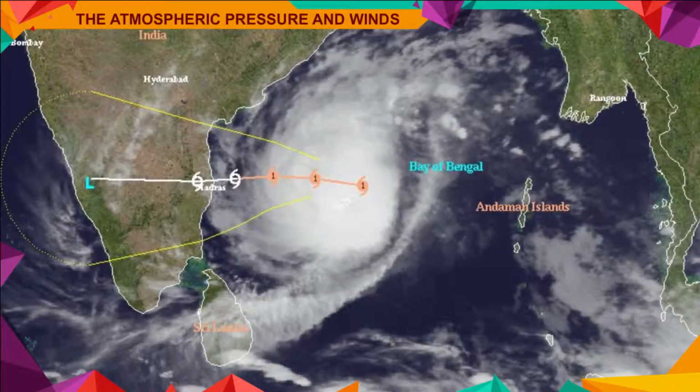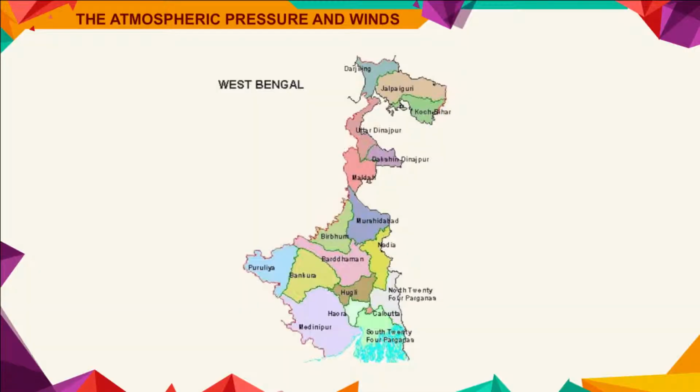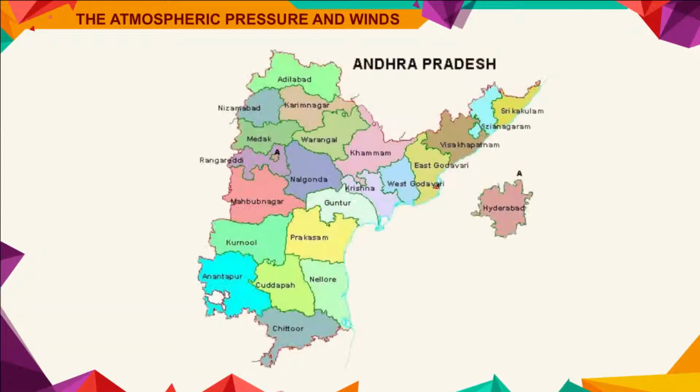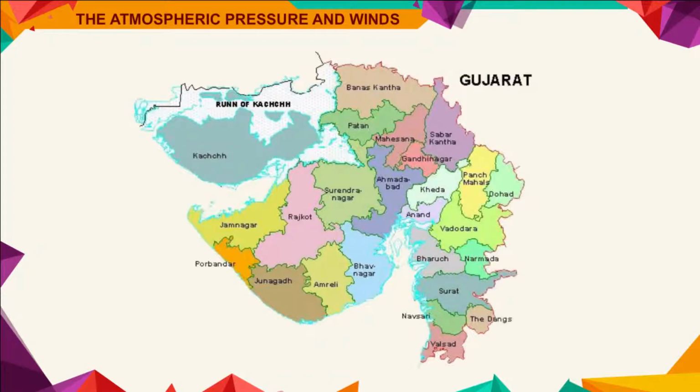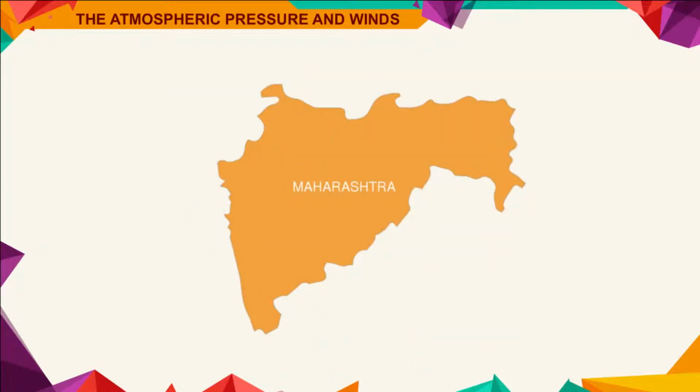Indian subcontinent is often hit by cyclones. The cyclones hit the Arabian Sea coast as well as the Bay of Bengal. The states of West Bengal, Odisha, Andhra Pradesh, and Tamil Nadu along the Bay of Bengal and Gujarat and Maharashtra on the Arabian Sea coast are most vulnerable to cyclones.